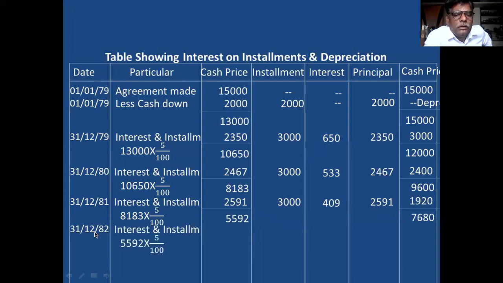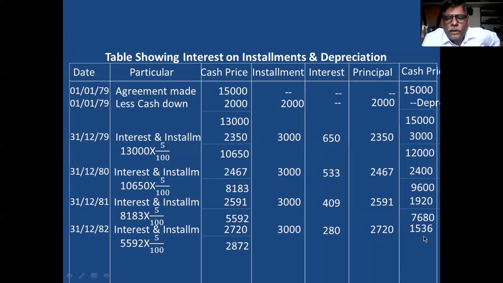Then next is 82. Fourth installment. Interest calculate on balance. 280 is the interest. 3,000 installment. Principal 2,720. Okay. And take that in the cash price column. Calculate 20% depreciation on the balance. 7,680 into 20 by 100, 1536 nearly. Take the balance.